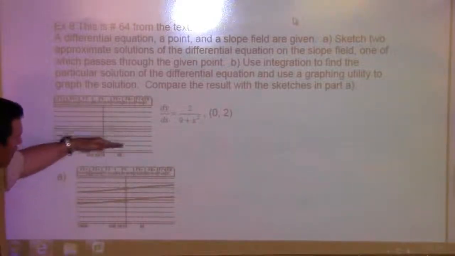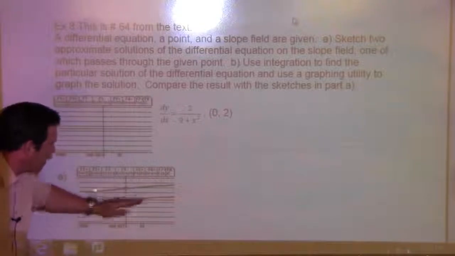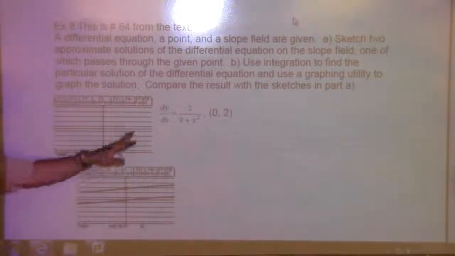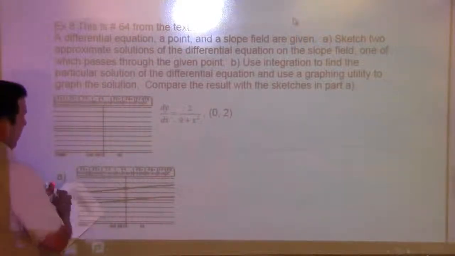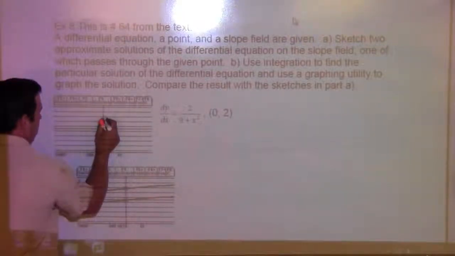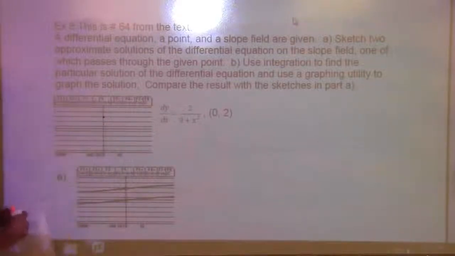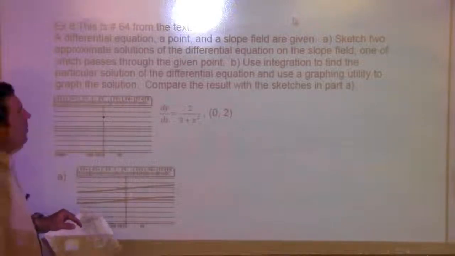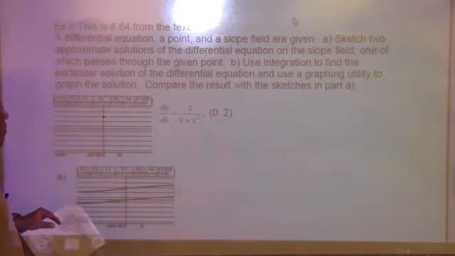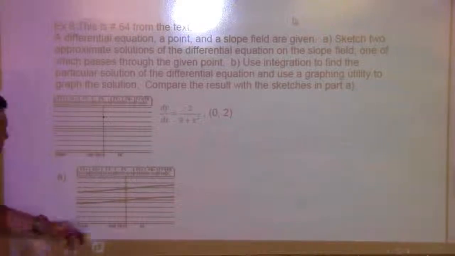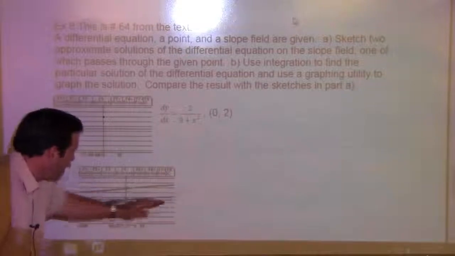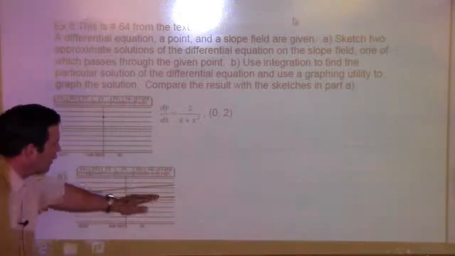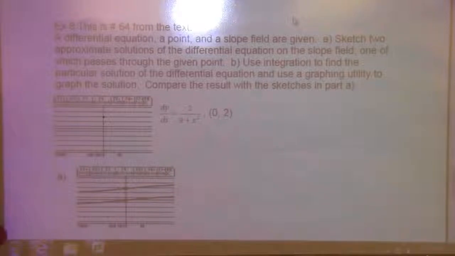This looks all horizontal, but if you plug in some values, you get some lines here. Here's the differential equation, here's the point. So 0, 2 is our point. Looks like it's scaled to be there. So sketch two approximate solutions of the differential equation on the slope field, one of which passes through the given point. And that's this one here. Here's one, and here's another one down here through the origin. So two solutions on the slope field.